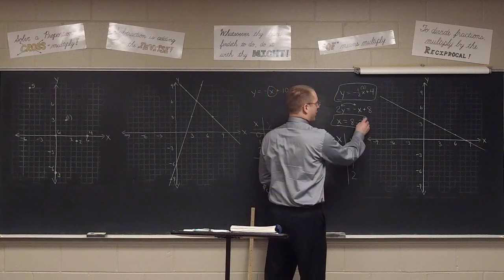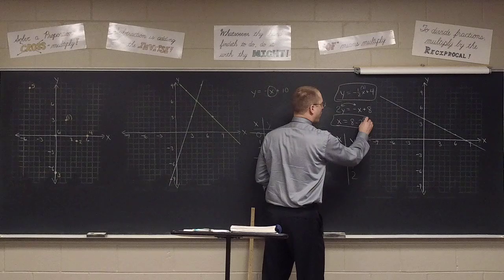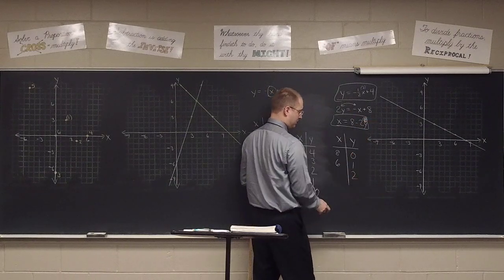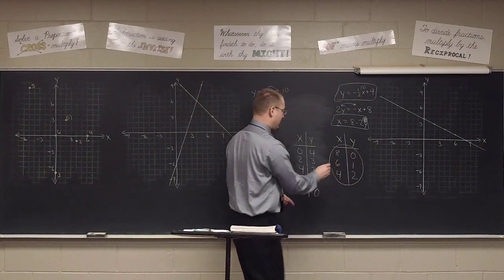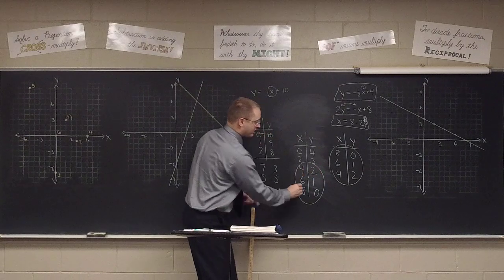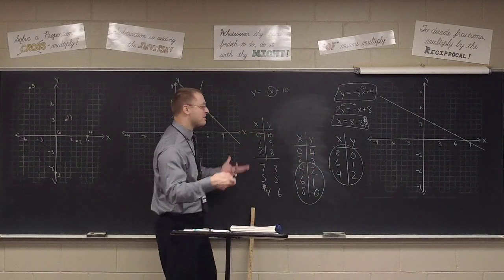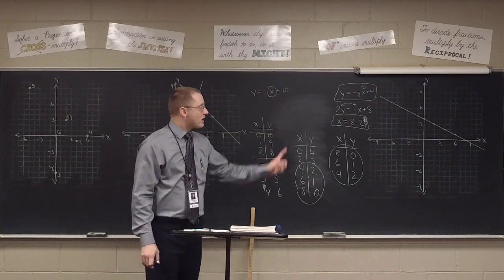So we plug in the 0, we get 8. We plug in a 1, we get 6. And we plug in a 2, and we get 4. Now notice, these 3 points are the same 3 points we had here, right? So of course it's going to be the same line. Really doesn't matter which way you do it. There we go. How many have this line?